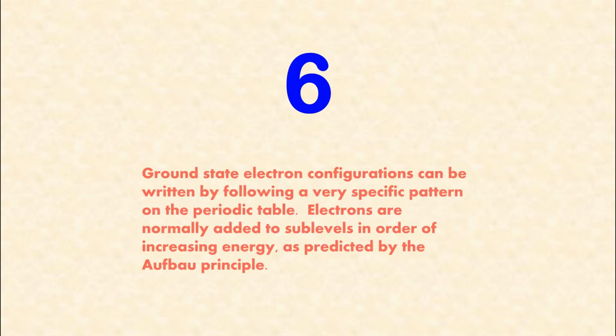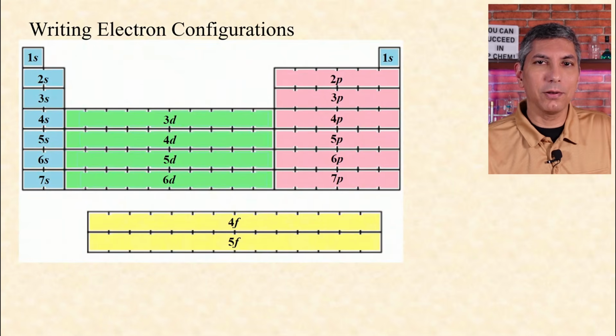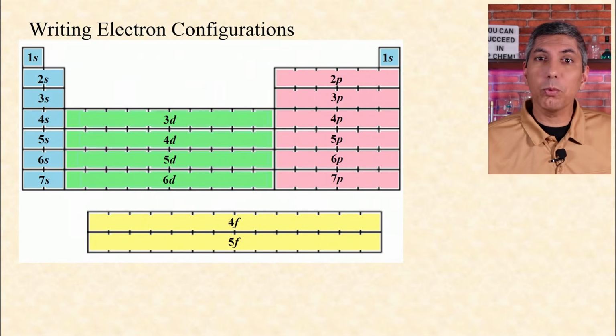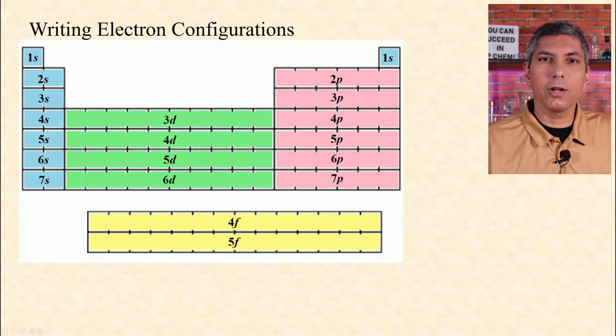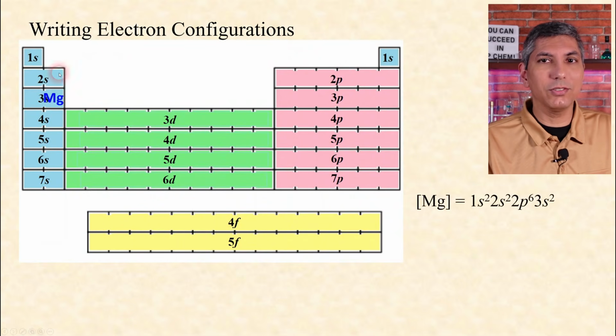Ground state electron configurations can be written by following a very specific pattern on the periodic table. Electrons are normally added to sublevels in order of increasing energy, as predicted by the Aufbau principle. To write an electron configuration, we need to know a very specific pattern of how they're written. The best way to get better at these is to practice. For example, for the ground state electron configuration of magnesium, we always start at the beginning of the periodic table. We have 1s2, 2s2, 2p6, and then 3s2.